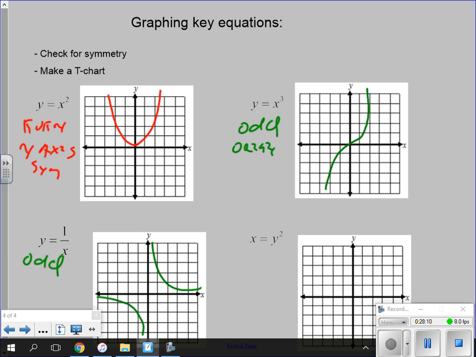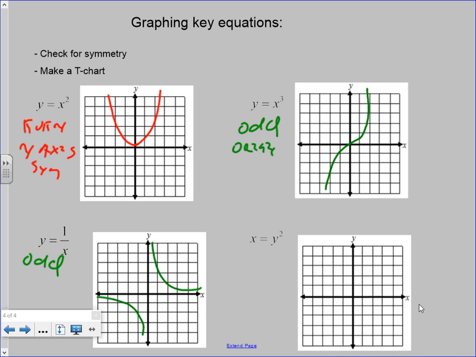And the last one should be pretty easy to figure out. X equals y squared. What does that look like? It's a sideways parabola. Oh well, we'll see if I screwed up the recording or not. So it's a sideways parabola. Is it odd? Is it even? No, it's neither odd nor even, but it has x-axis symmetry. Questions?